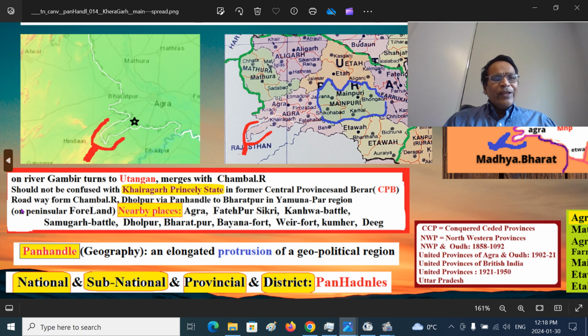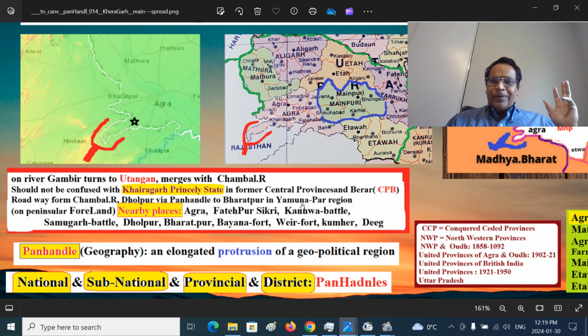The road from the Chambal, this is the Gird region, this is the Chambal river. Road from Chambal and Dholpur goes to the Panhandle to Agra. That is very, very important. Nearby prominent places were Agra, that was the capital for a lot of years, served as the Islamic imperialism or Mughal imperialism. Fatehpur Sikri was also the capital during Islamic imperialist and Akbar's time.